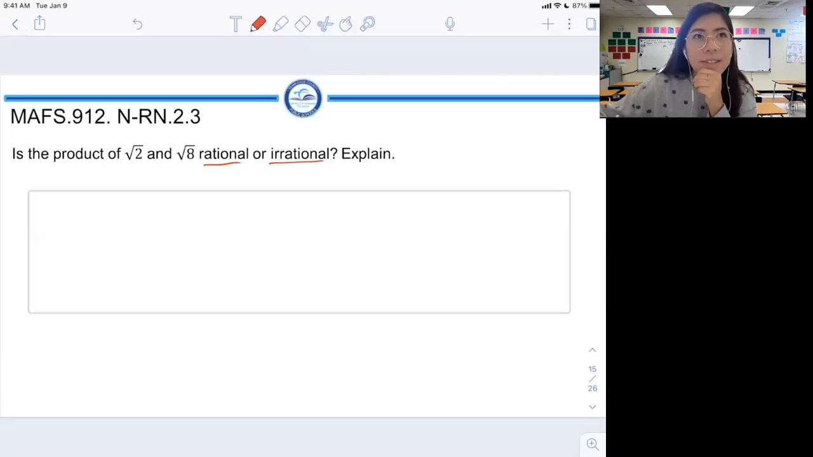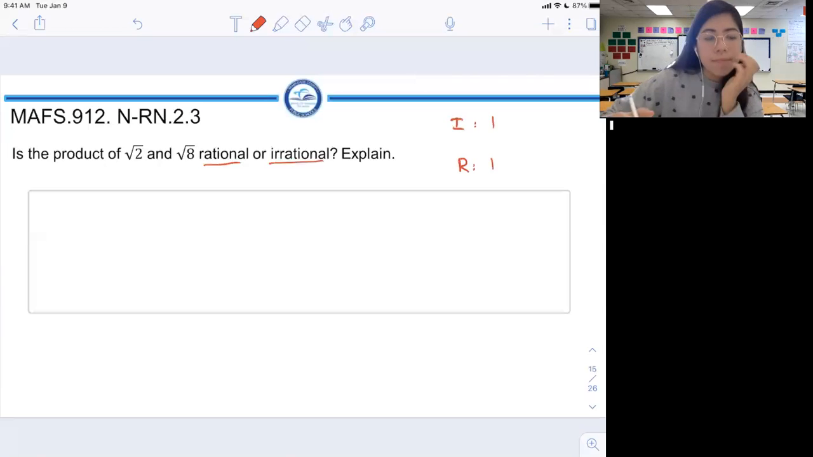Okay, so Daniel says irrational. We have one vote for irrational. Does anyone agree or disagree? I was gonna say rational, but I'm probably wrong. Well, what's your explanation, Perla? I just saw you do 2 times 8, right? 16, and then the square root of 16 is 4. So that's a rational number, but I'm not sure.